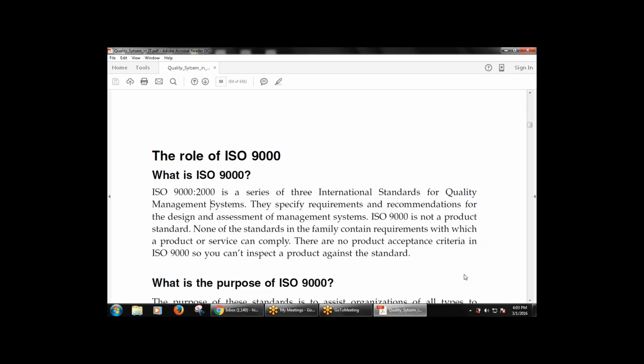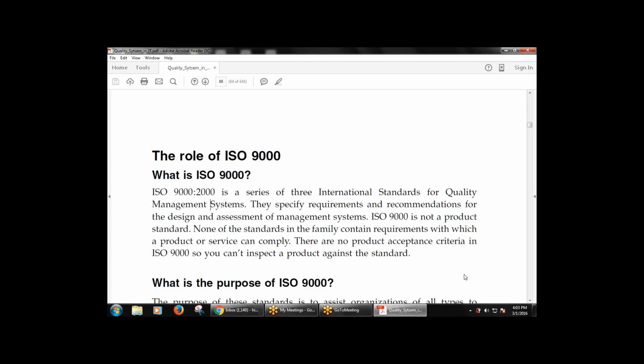These standards provide a vehicle for consolidating and communicating concepts in the field of quality management. So what are the various communicating concepts that are required in the field of quality management systems? That is the main purpose, that means to assist the organization to implement the standards.